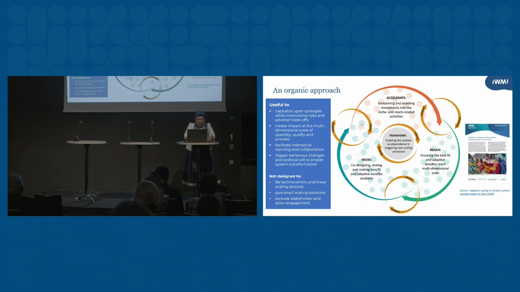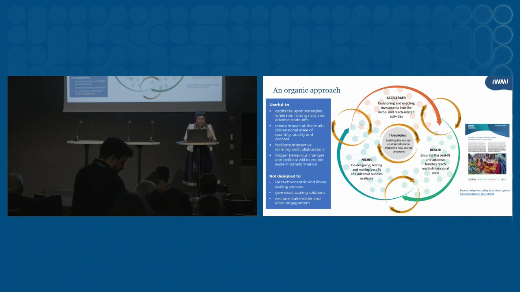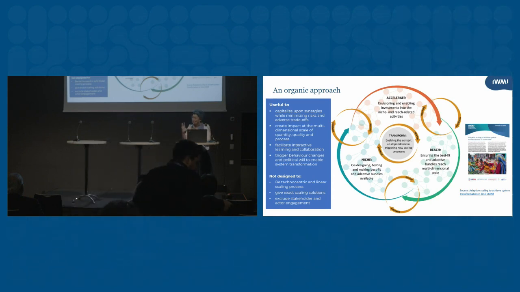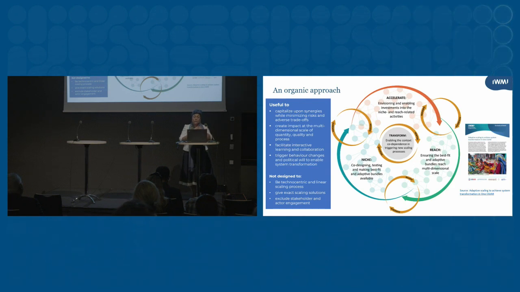The first is really about how we co-design, how we test and make best fit innovation bundles. So it's not just about one innovation. We know that there's a lot more sustainable outcomes if we bundle our climate smart agriculture innovations and we co-design it with communities, with agribusinesses. That's our first pillar, if you will.